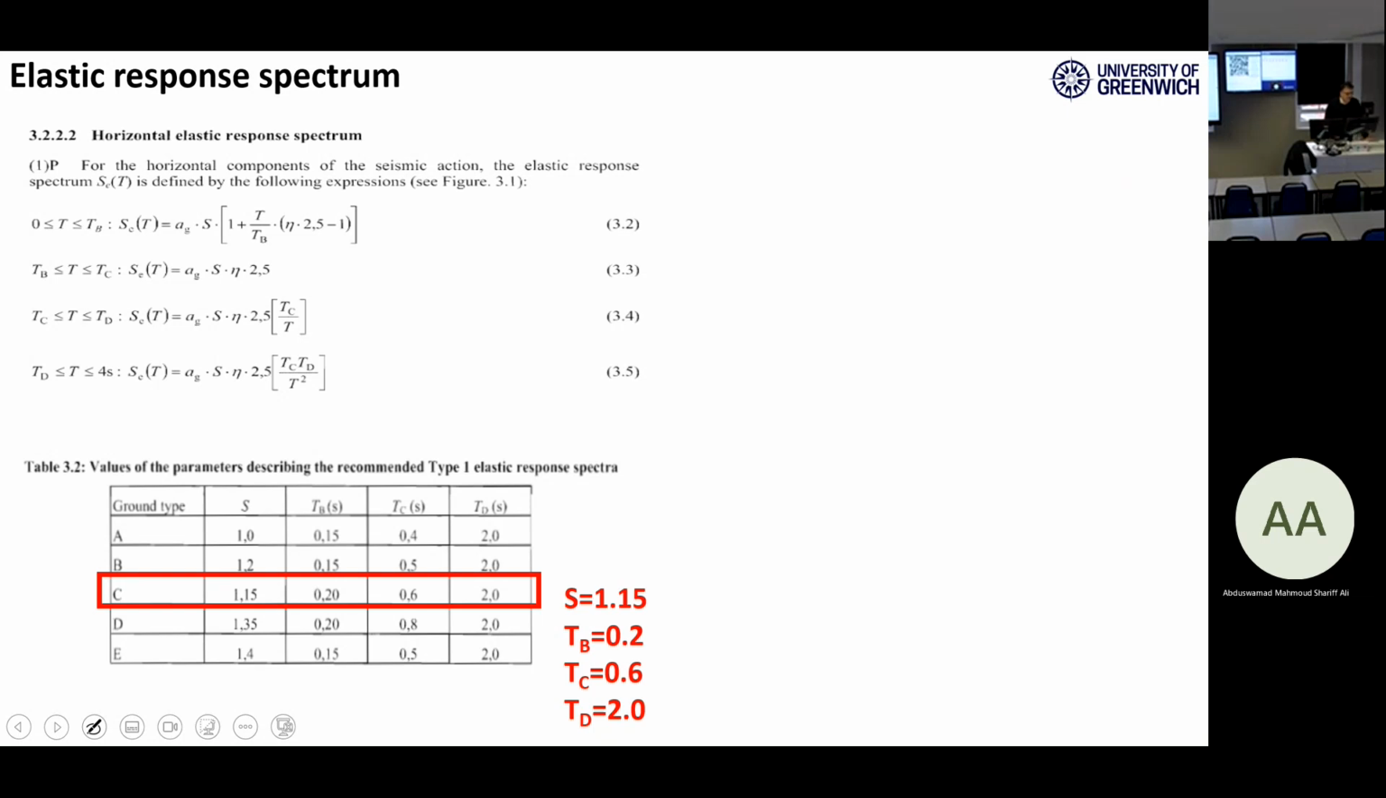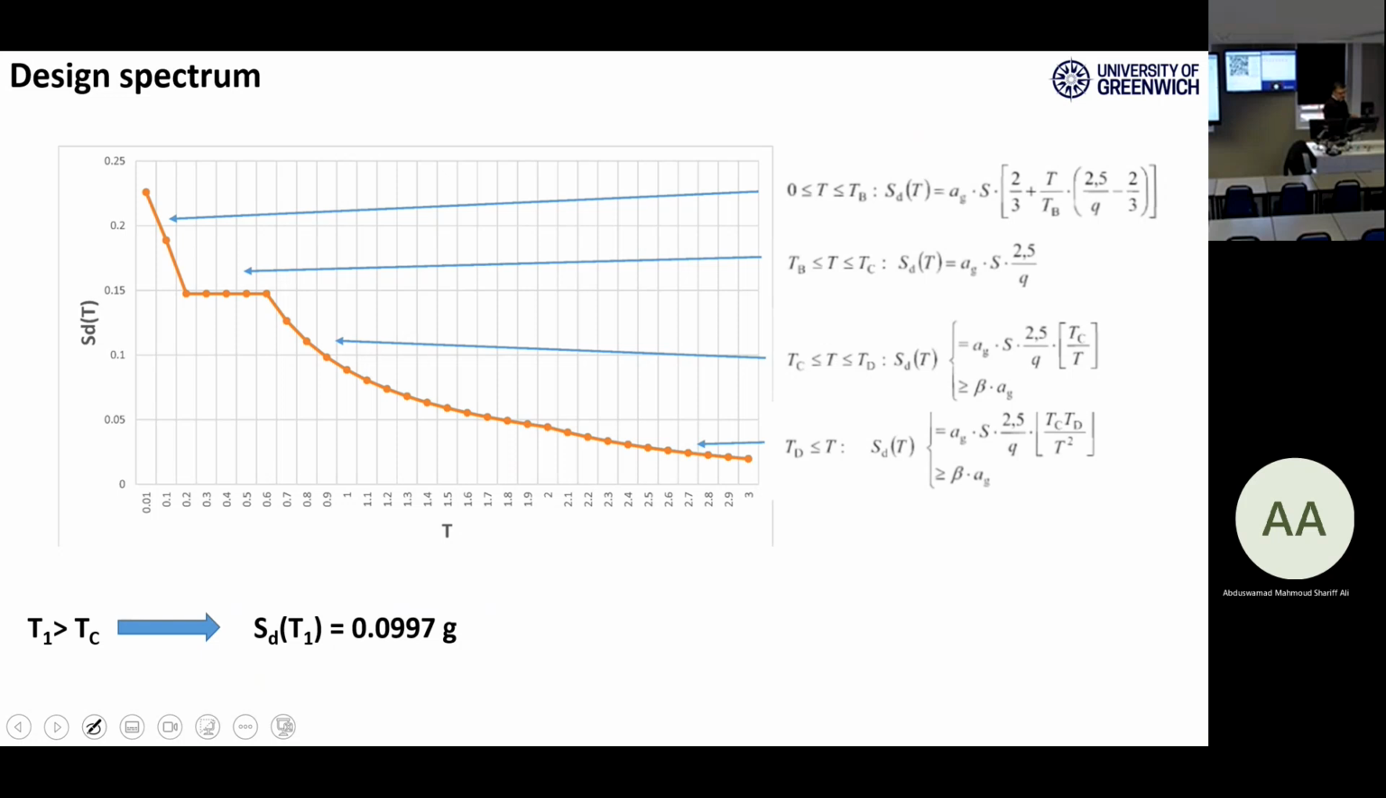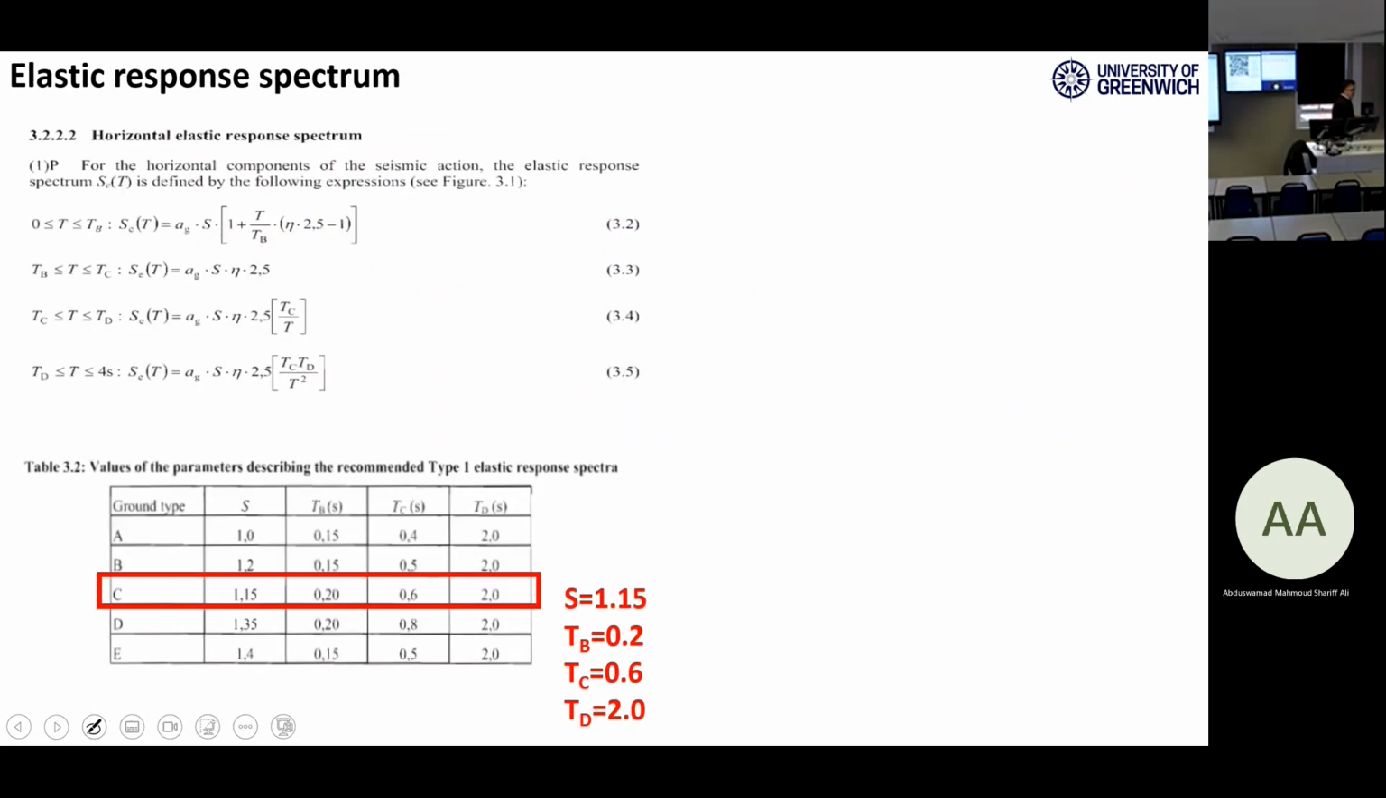And there is a table, as you see here. This takes into account the soil type. We have ground types A, B, C, D, E. There is another table which shows what A, B, C, D mean. I don't have it here. It's in the Eurocode. It really depends on the laboratory tests you do on your soils.